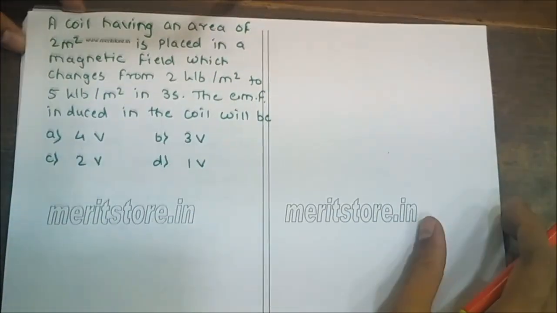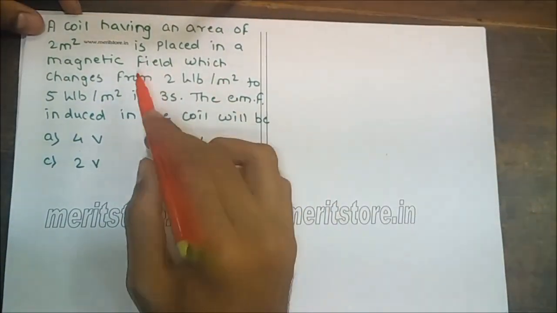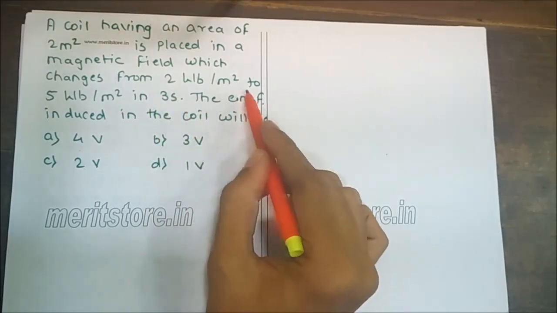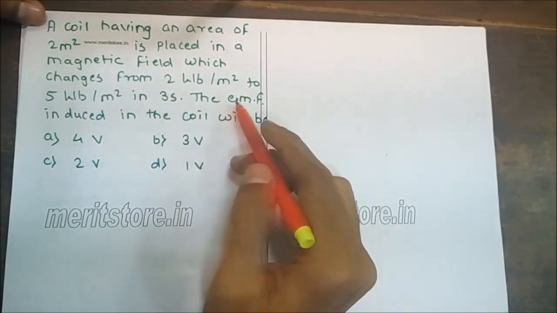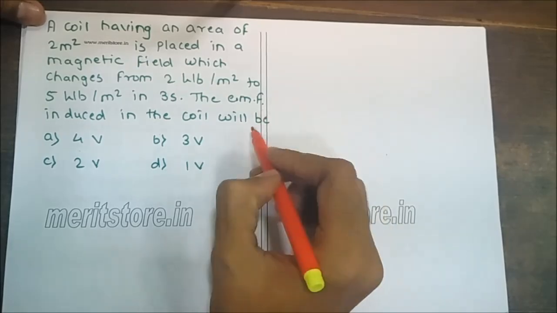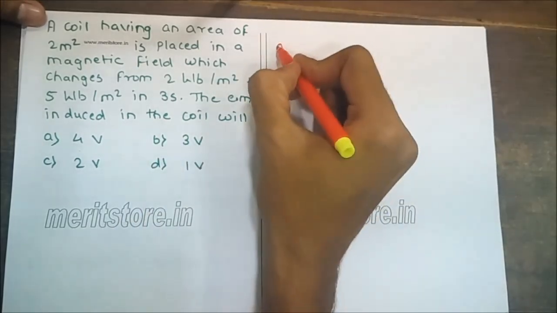A coil having an area of 2 meters square is placed in a magnetic field which changes from 2 Weber per meter square to 5 Weber per meter square in 3 seconds. The EMF induced in the coil will be 4 volts, 3 volts, 2 volts or 1 volt.